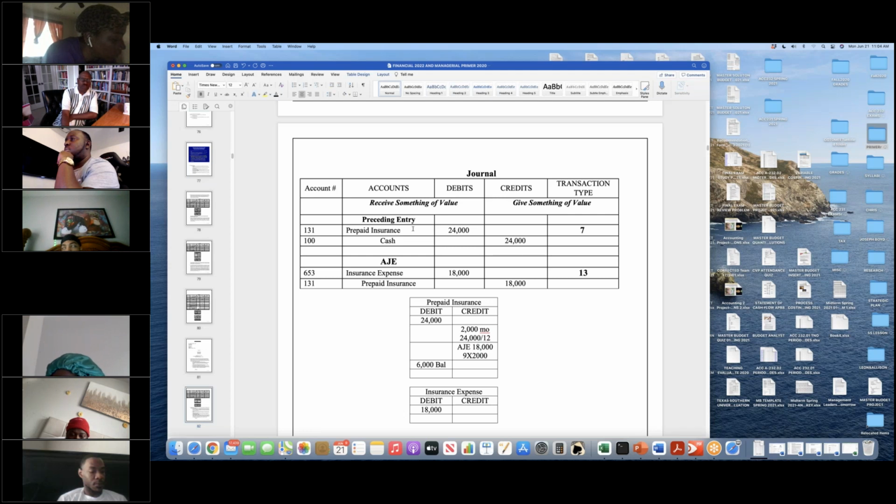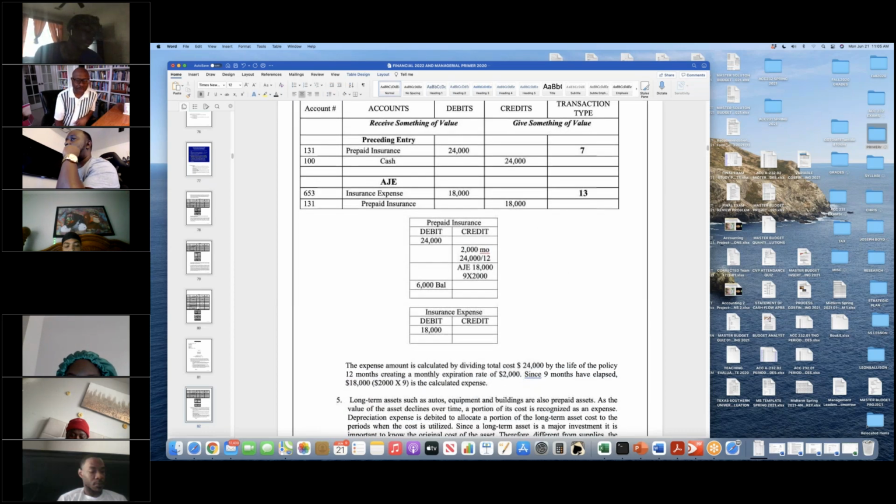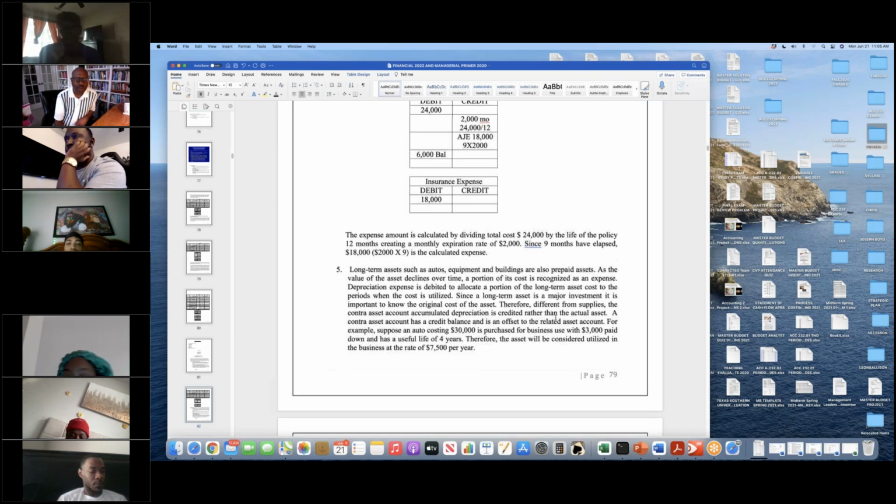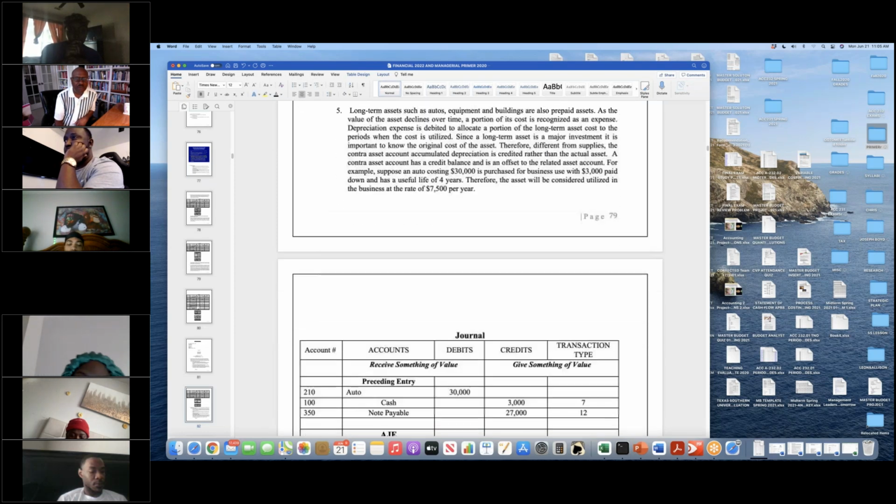So you're told what the entry is to buy the insurance. You aren't told what the AJE is. You've got to calculate it. Any questions, A and B students, on that? No questions. Okay. So let's move on.